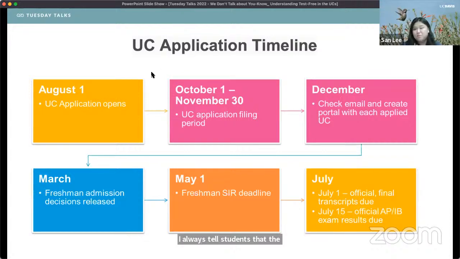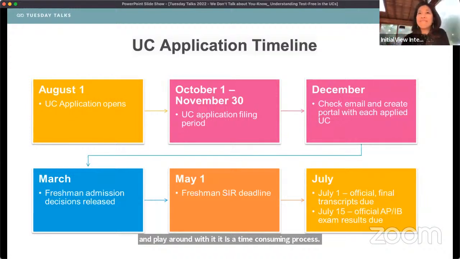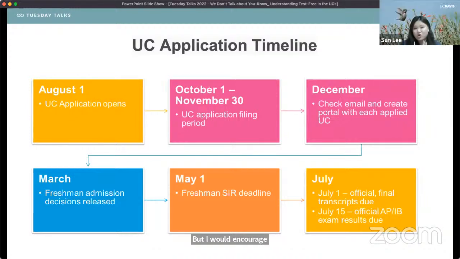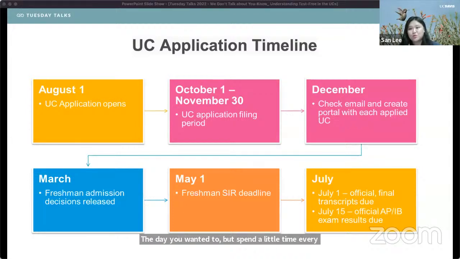I have done it myself. Bea has done it herself. We go through it every year. Not that we submit the application, because you actually have to pay if you submit, but we both go into the application and play around with it. It is a time-consuming process, but I would encourage you. We're right now in September. You can submit anytime in October and anytime in November, whichever lucky day you think it is. It doesn't matter which day to us. Submit it the day you want to. But spend a little time every week to work on a portion of it. It will really help you finish.